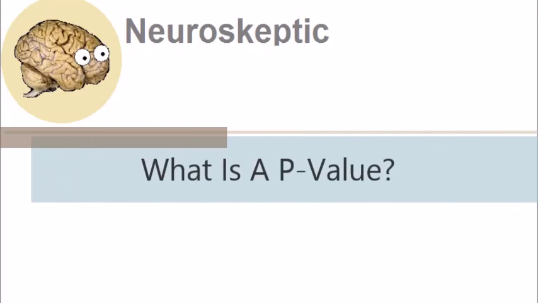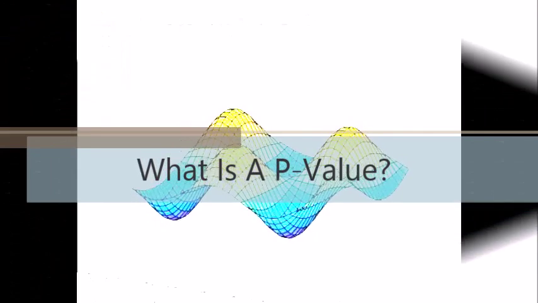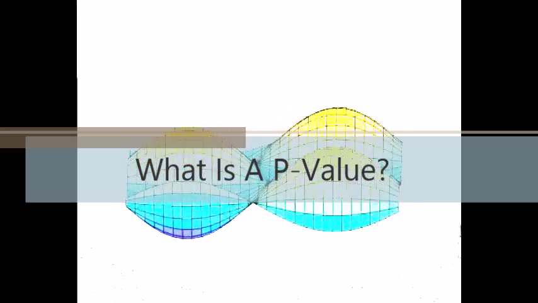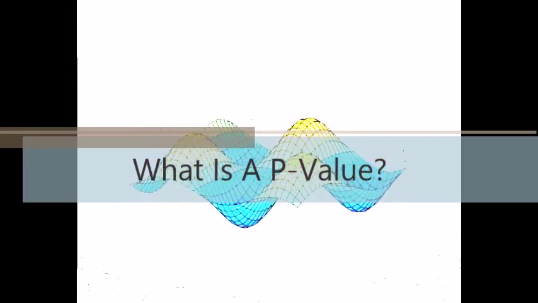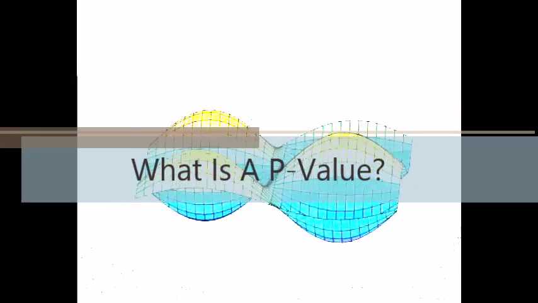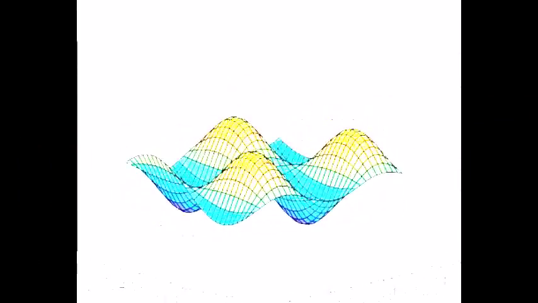Hi everyone. In this video I'm going to talk about p-values, which are one of the most important but also one of the most commonly misunderstood concepts in statistics today. Scientists use p-values to help determine the statistical significance of their results. What this means is that p-values are used to decide whether a given result is a real result or whether it's just due to chance.